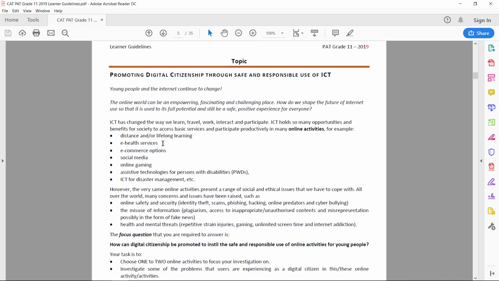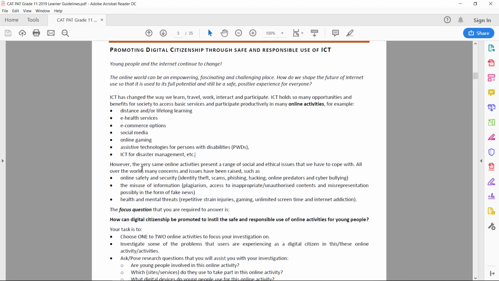E-health services, so any online diagnosing tools or things where you can maybe ask community members for diagnosing tips, or forums and things. E-commerce, online shopping basically. Social media, which I'm sure lots of you are familiar with. Online gaming. Assistive technologies for persons with disabilities, and I'm sure you can also use your assistants like Alexa and those kind of things under that as well, and ICT for disaster management. Alright, so if there's anything else you'd like to use, please clear that with your teacher before you actually carry on with that.